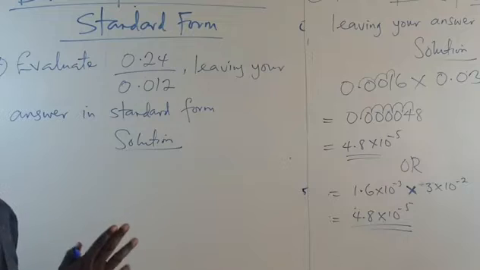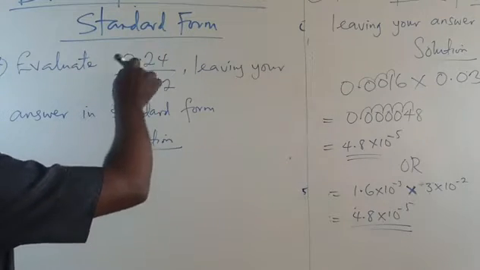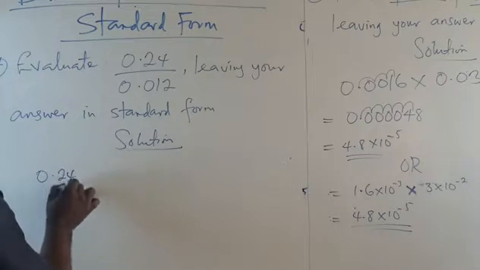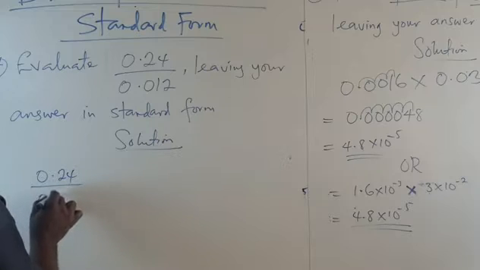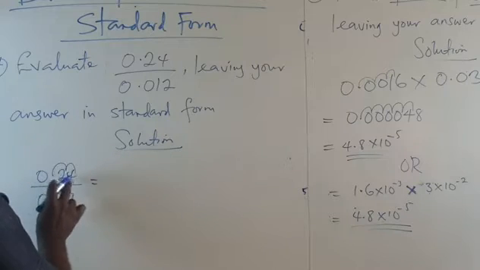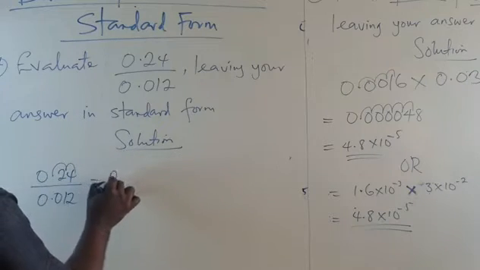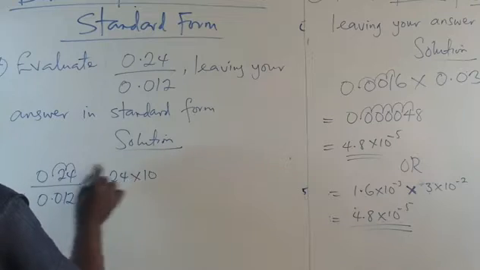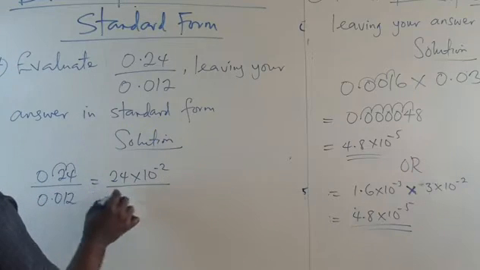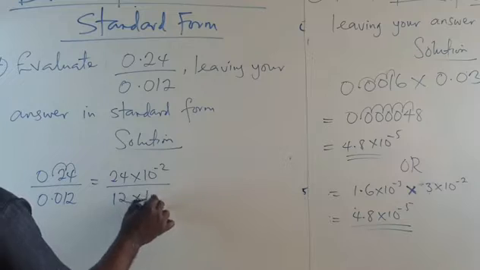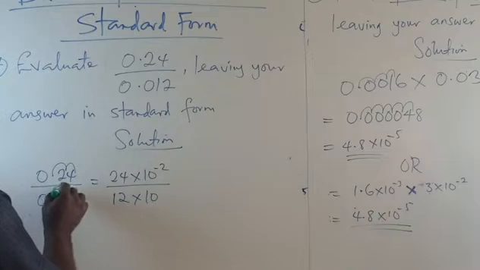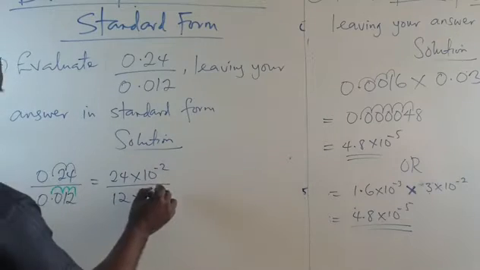Let's change both of them to whole number, in the sense that you need to multiply by the power of 10. So what do I mean by that is this, 0.24 divided by 0.012. So expressing this one, I move it 1, 2, whole number. I'm not going to consider standard form now. So that would be 24 times 10 raised to the power, I've moved it twice, minus 2, divided by, I move this one 1, 2, 3. That is 12 times 10 raised to the power minus 3, I've moved it 3 times, just to make sure that this one is whole number.